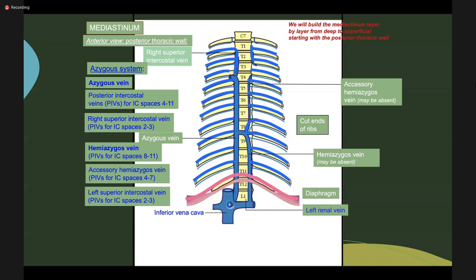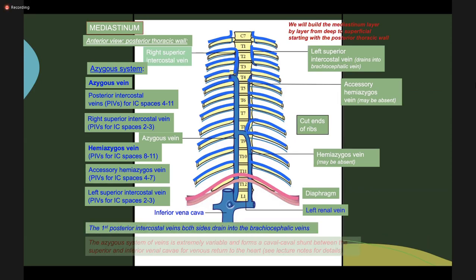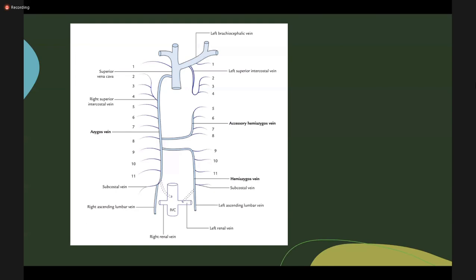Now, the first intercostal space on the right side and the first intercostal space on the left side, what is happening with them? They are going upwards directly. Supreme intercostal veins, and they are going where? They are going to the brachiocephalics. So whatsoever I have said so far, just look at it in this image.